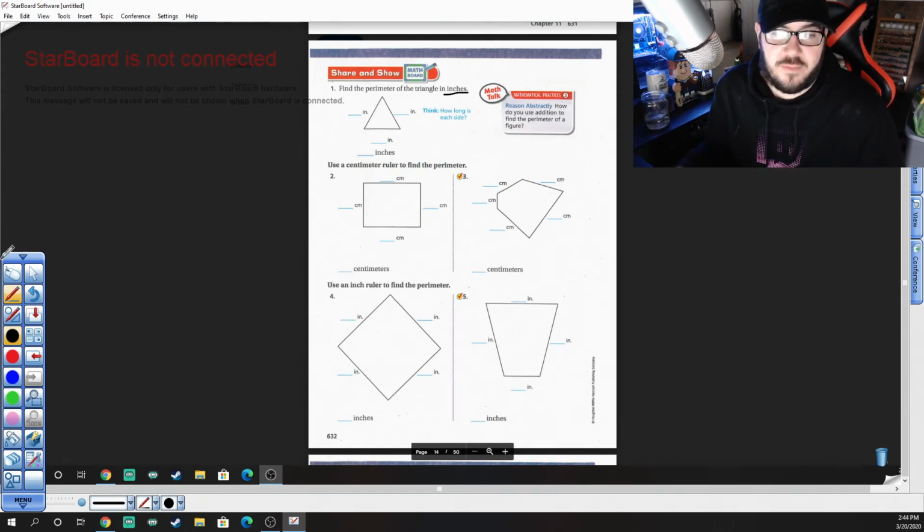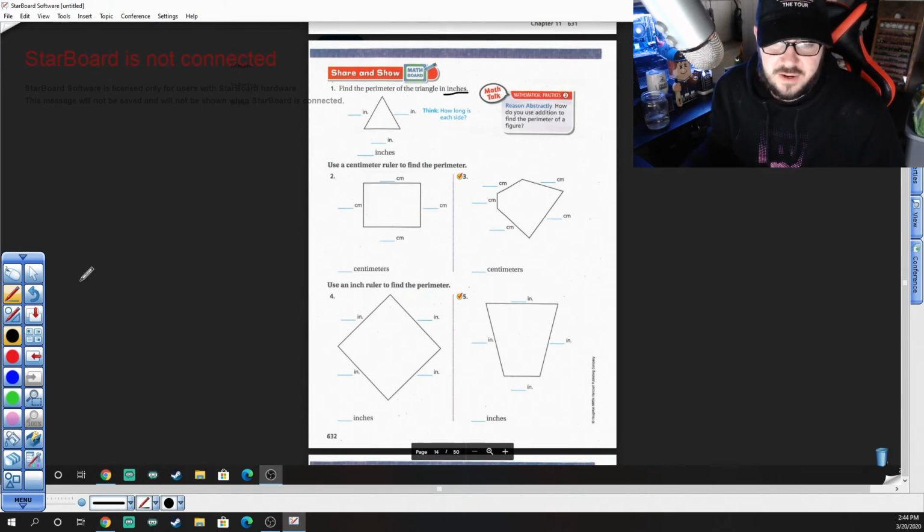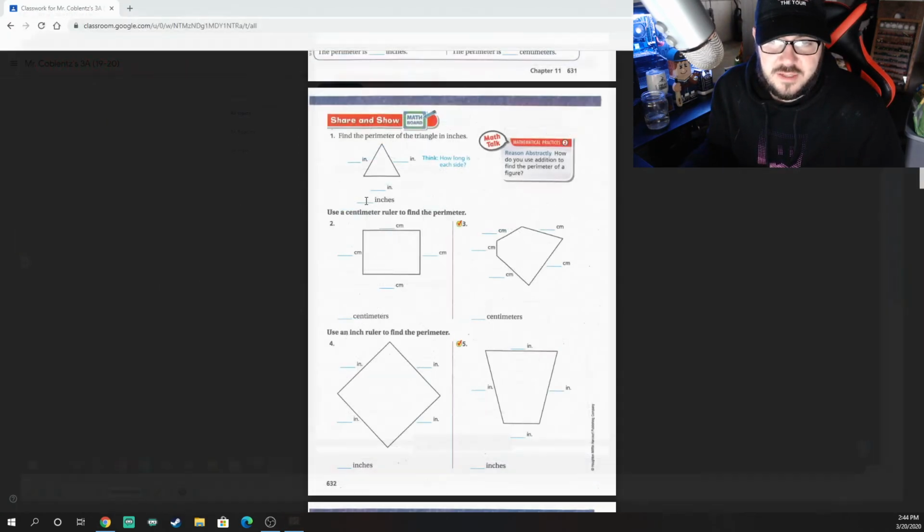Okay, we know what perimeter is. Perimeter is the length on the outside of a shape. So adding all the sides and their lengths together. Okay. Let's see what else we have here.